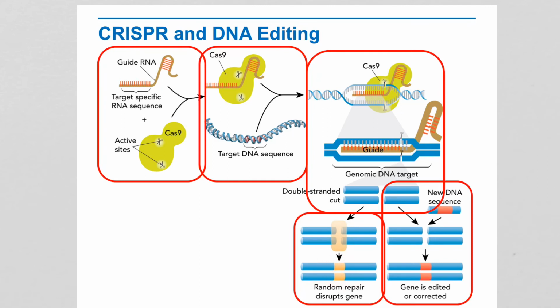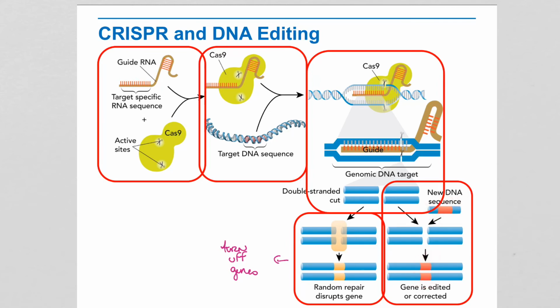This would actually turn it off. So if we have a gene that's making a protein that's bad and we don't want it to make any more of that bad protein, this can turn off genes, okay? Or we can add another new sequence with it and change it.